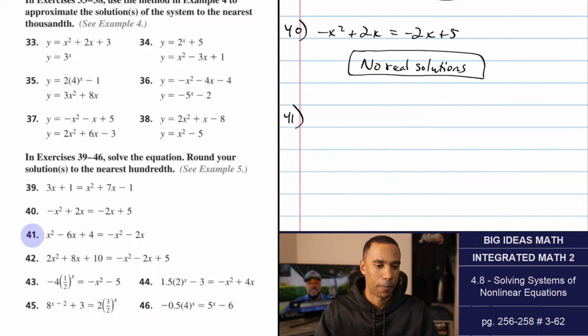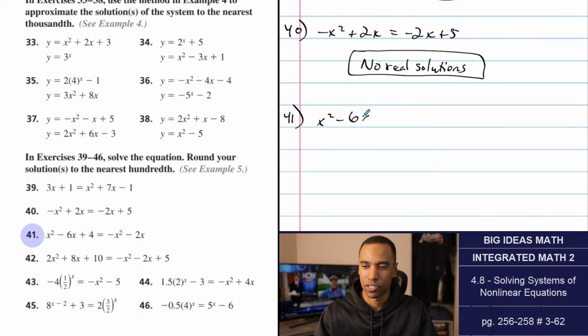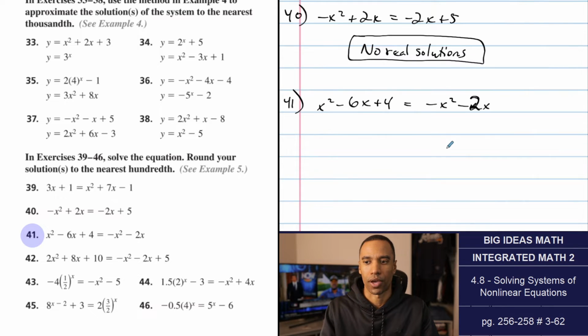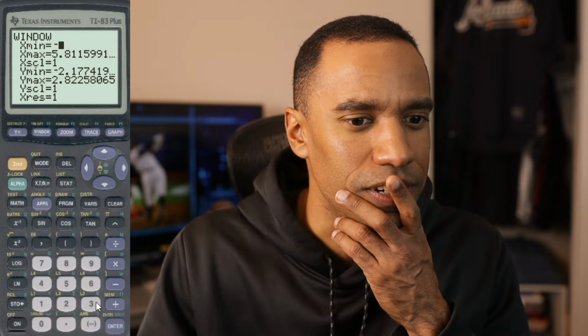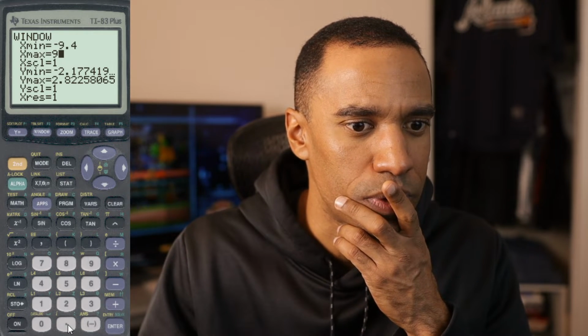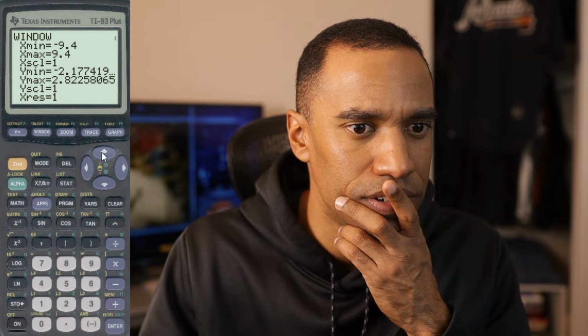Got x squared minus 6x plus 4 equals negative x squared minus 2x. Okay, let's go ahead and graph those ones, shall we? And I'm going to have to reset this window. Is there a way to, let's do zoom square. That's still the old one. I'll just change it back to these. Let's hope it's within the window range. Probably not. But at least here, I'm going to zoom in and out from this set. That's all I know.